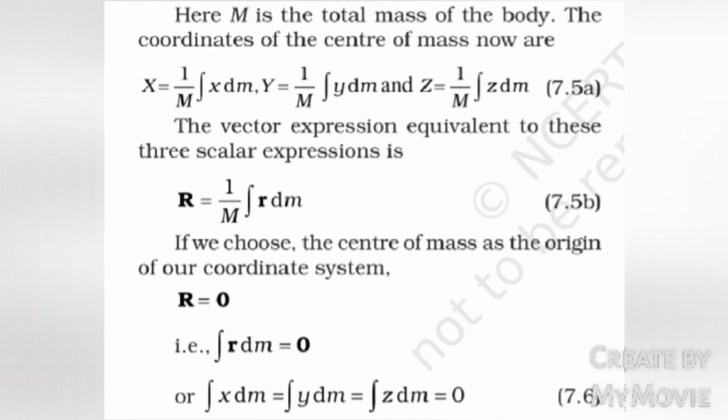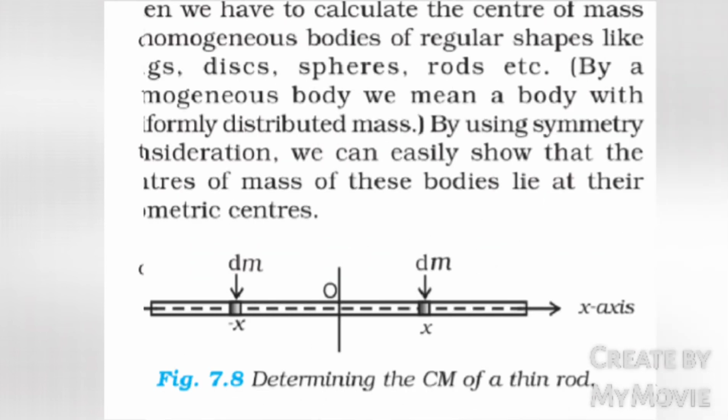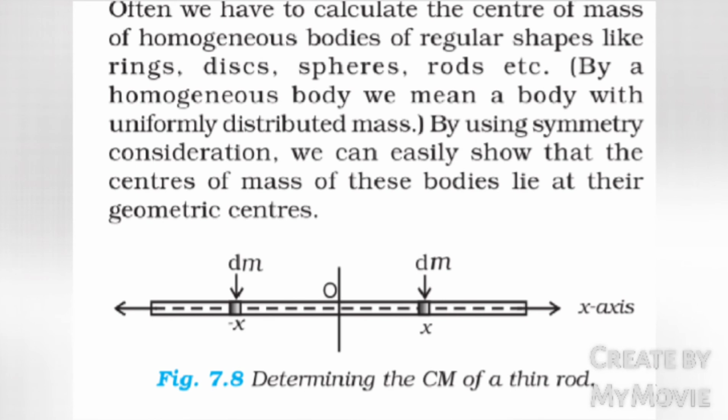The vector expression equivalent to these three scalar expressions is R equals 1 by M integral r dm. If we choose the center of mass as the origin of our coordinate system, R equals 0. That is, integral r dm equals 0, or integral x dm equals integral y dm equals integral z dm, which equals 0. Often we have to calculate the center of mass of homologous bodies of regular shapes like rings, discs, spheres, rods, etc. By a homologous body, we mean a body with uniformly distributed mass.